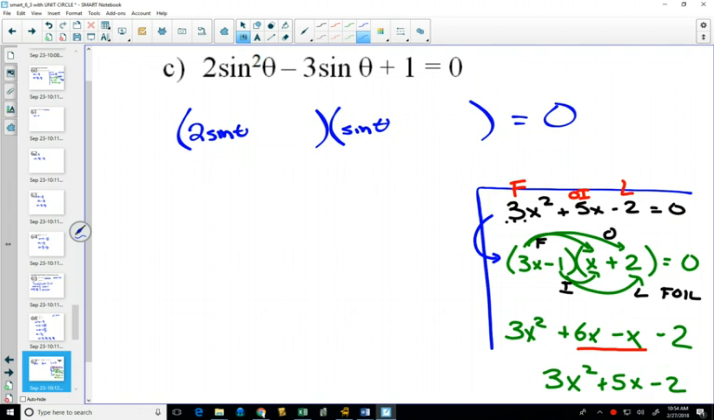My last term is a 1. What are the only options to multiply to get 1? It has to be 1 and 1. Does that make sense?